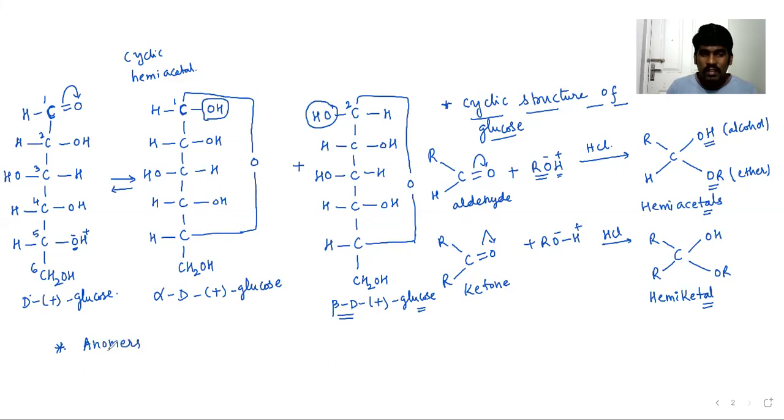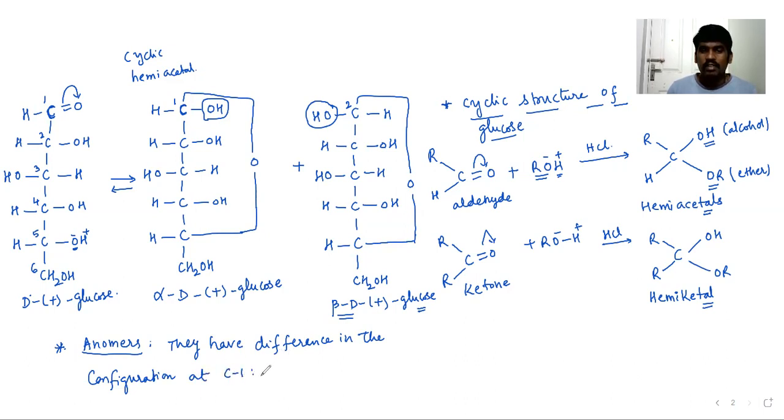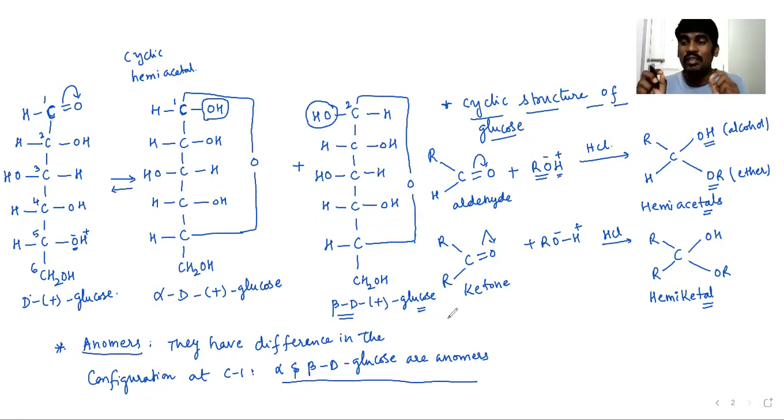So here anomers means they have a difference in the configuration at C1. So what you can say here, alpha and beta D-glucose are examples of anomers because they show a difference in the configuration at C1, at carbon number 1.